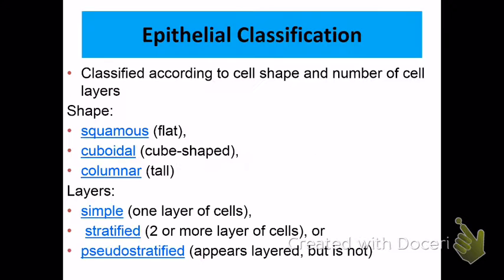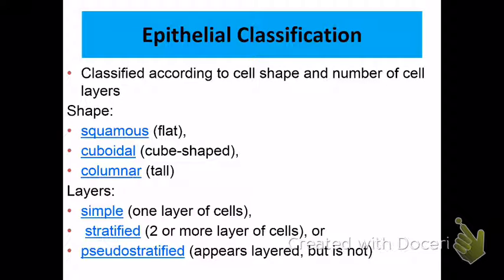Okay, epithelial tissues are classified by their shape and how many layers they have. So if it's squamous, it's flat, kind of like a bathroom tile. Flat, square. Cuboidal would be almost like a dice shape. And then columnar would be like a column. So think about the words square, cube, and column, and that's easy to remember the shapes.